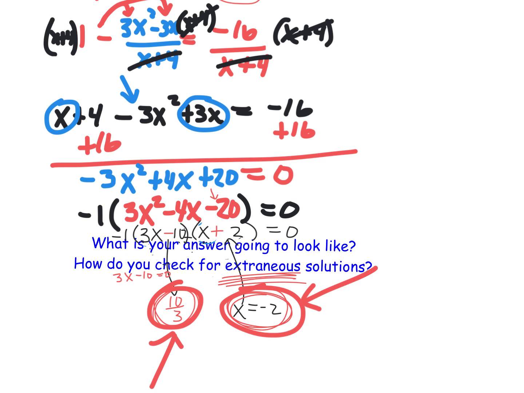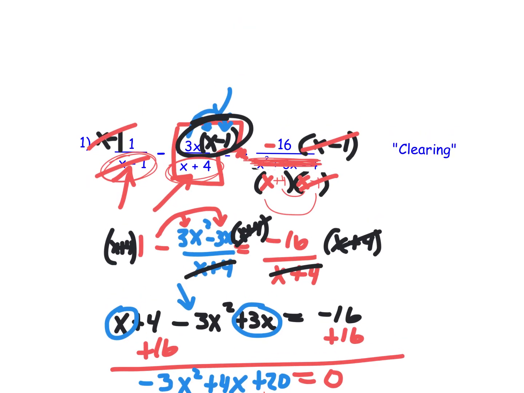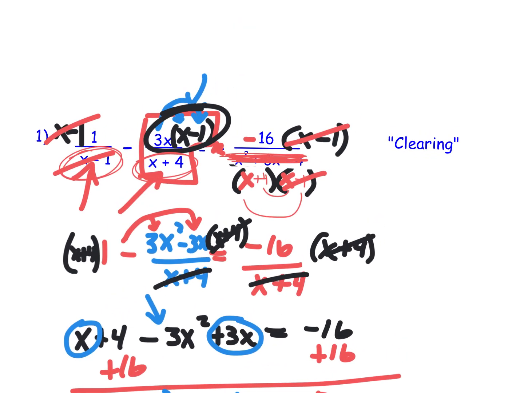Yes? When you go back up to the original problem, how come you couldn't multiply x plus 1 and x minus 1 at the same time?